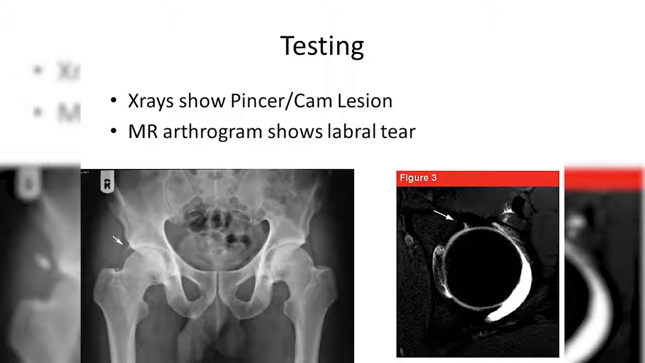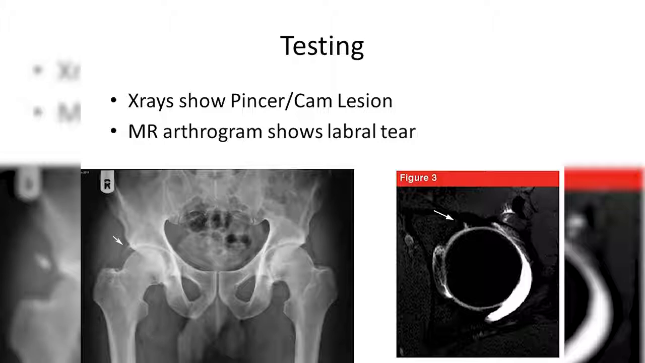Oftentimes when we get the x-rays, you can see a little pincer lesion as pointed out by that arrow, or a little aspherical femoral head and neck junction where you can see that there's a little bit of a cam lesion. The next step is usually getting an MR arthrogram, which usually shows the labral tear. This is an important point for the primary care physicians.